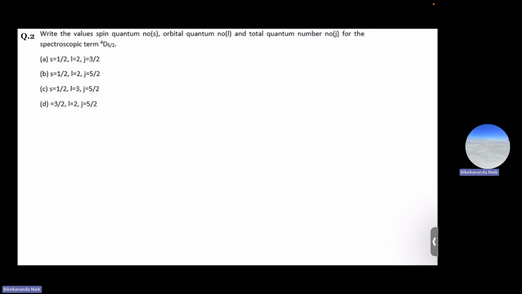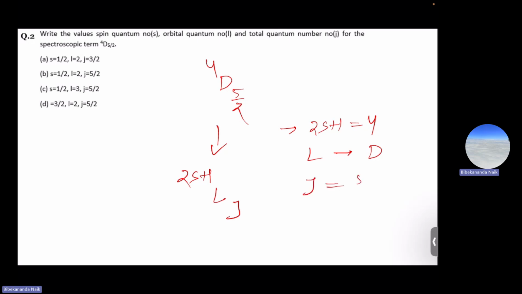So now this question is exactly opposite of the previous question. In the previous question, we first decided the values of S, L, and J, and then we wrote the spectroscopic term. But here the spectroscopic term is given, which is 4D 5 by 2, and we need to compare it to the spectroscopic notation 2S plus 1, L and J. So if you compare these two, we found 2S plus 1 is 4, L is represented by D, and J is 5 by 2.